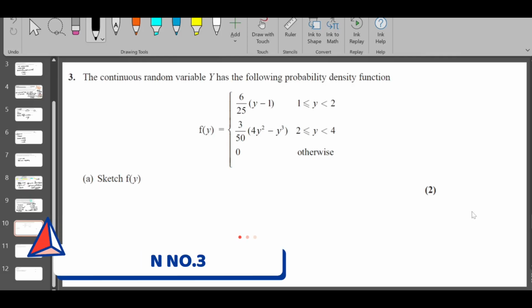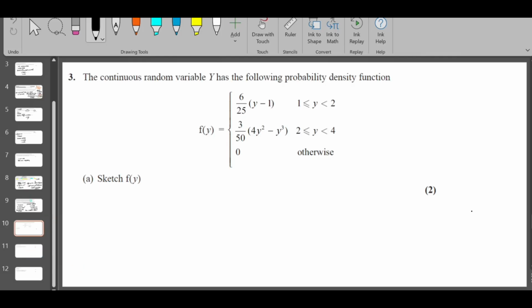Sketch f of y. Okay, it's a 2-mark question. This is a straight line. This is a cubic function. So when they ask you to sketch f of y, first of all sub in these values. f of 1 is 0, y minus 1. f of 2 is 6 over 25. Not only that, you need to sub in 2 here also.